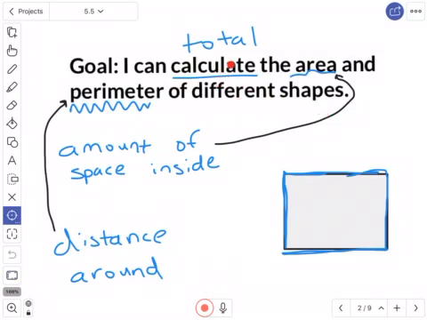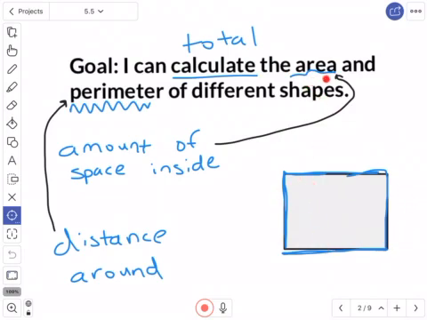Remember that calculate means total. And it's different for calculations if you're doing area or perimeter. Perimeter, since perimeter is the distance around a shape, you are going to be just adding those lengths around a shape. And so you can just add those distances in different ways, but that's how you do perimeter. It's the distance around something.